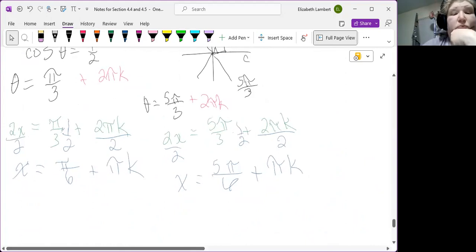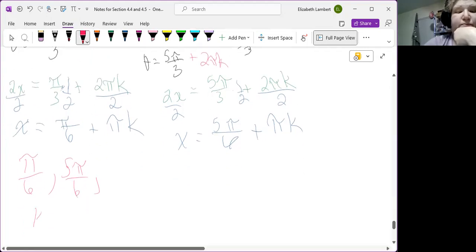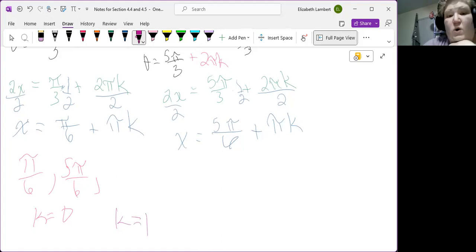All right, so in my final answer, I have pi over 6. I have 5 pi over 6. So these are my k equals 0. Now I also have, if k equals 1, I get pi over 6 plus pi, and I get 5 pi over 6 plus pi.